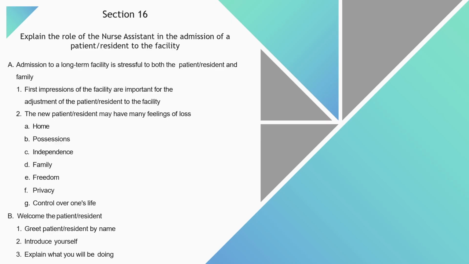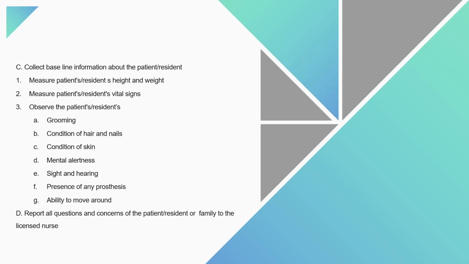Welcome the patient or resident. Greet them by name. Introduce yourself. Explain what you're doing. Collect baseline information about the patient or resident. Measure patient or resident's height and weight. Measure patient or resident's vital signs. Observe the patient or resident's grooming, condition of hair and nails, condition of skin, mental alertness, sight and hearing, the presence of any prosthesis, and their ability to move around. Report all questions and concerns of the patient or resident or the family to the licensed nurse.